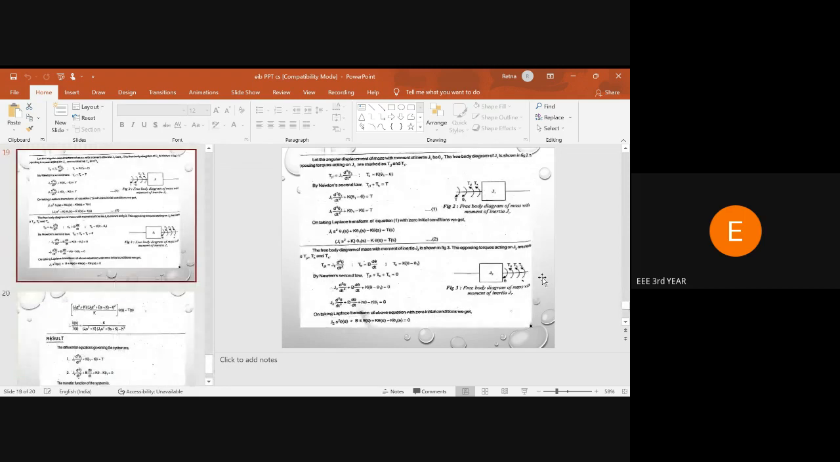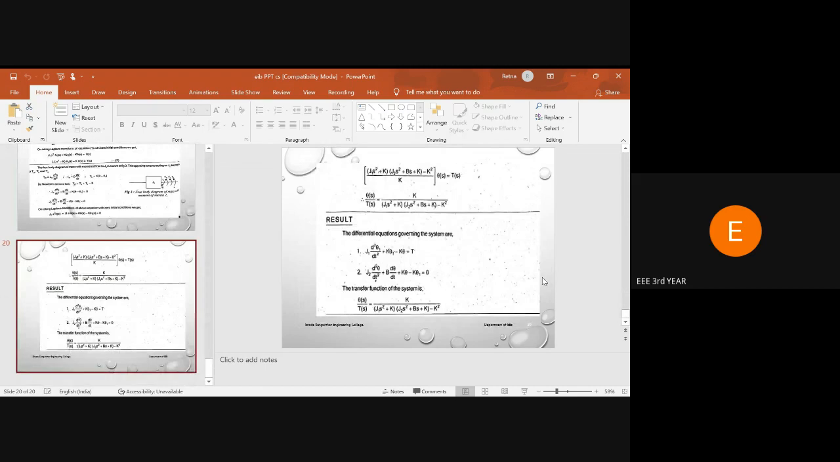Here, transfer function means the Laplace transform of output to the Laplace transform of input with zero initial condition. In this problem, the Laplace transform of output is theta of s and the Laplace transform of input is T of s. So theta of s divided by T of s is the transfer function of the mechanical rotational system. The final answer is theta of s divided by T of s equals k divided by J1 s square plus k into J2 s square plus bs plus k, minus k square. This is the final answer.